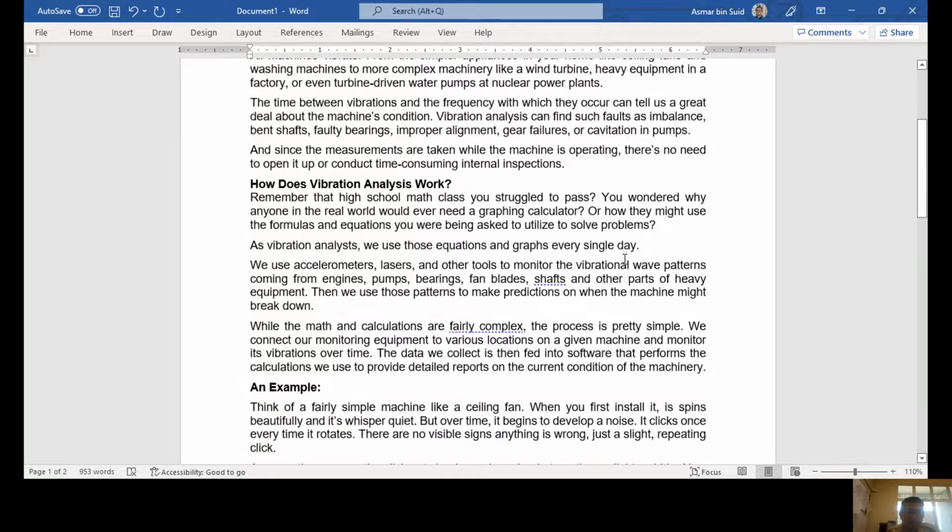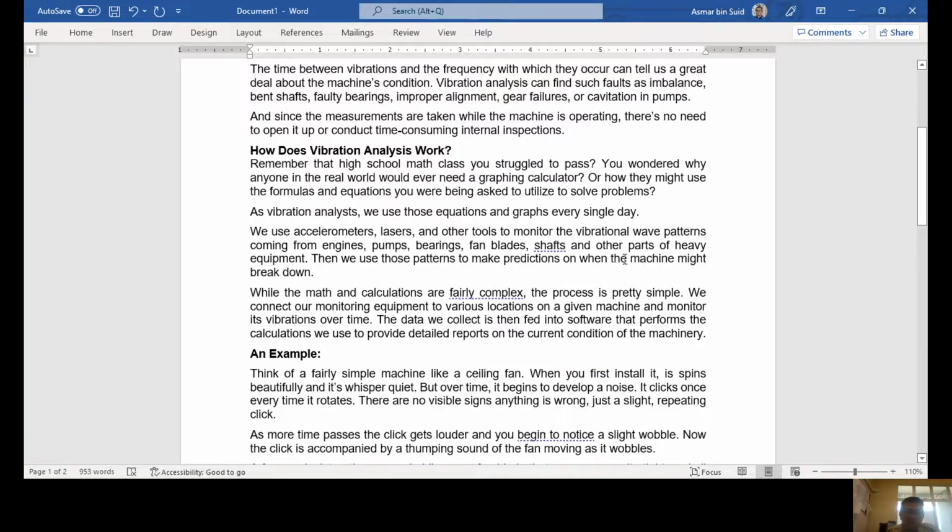We use accelerometers, lasers, and other tools to monitor the vibrational wave patterns coming from engines, pumps, bearings, fan blades, shafts, or other parts of heavy equipment. Then we use those patterns to make predictions on when the machine might break down. While the maths and calculation are fairly complex, the process is pretty simple. We connect our monitoring equipment to various locations on a given machine and monitor its vibrations over time. The data we collect is then fed into software that performs the calculations we use to provide detailed reports on the current condition of the machinery.